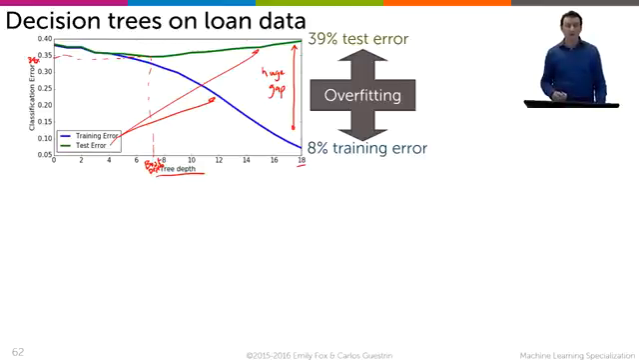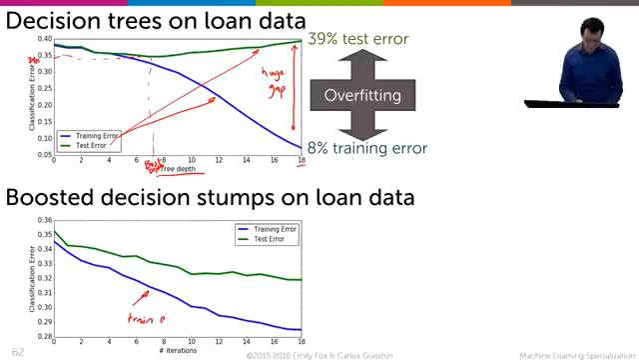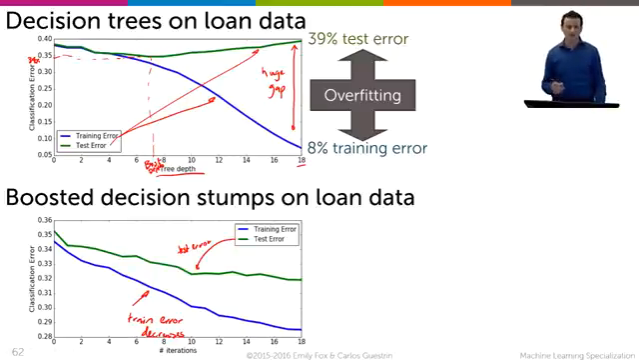Now, let's see what happens with decision stumps but boosted on the same data set. You get a plot that looks kind of like this. You see that the training error keeps decreasing per iteration. So this is the train error. As the theorem predicts, it decreases, and the test error in this case is actually going down with iterations. So we're not observing overfitting, at least yet.